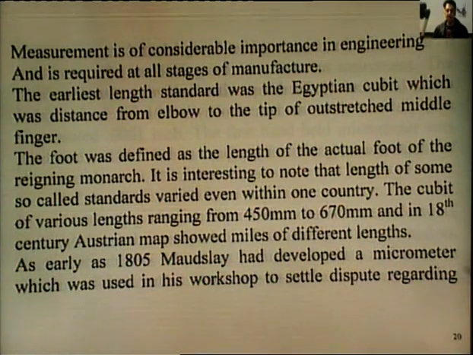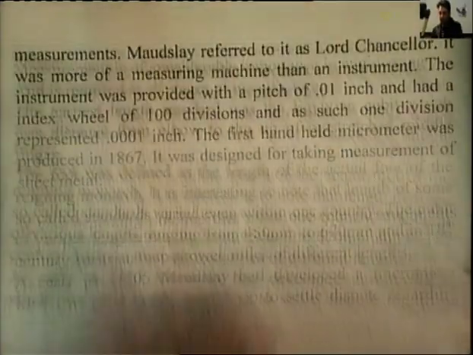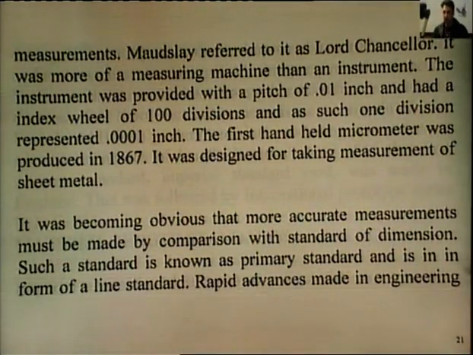As early as 1805, Maudslay had developed a micrometer which was used in his workshop to settle disputes regarding measurements. Maudslay referred to it as Lord Chancellor. It was more of a measuring machine than an instrument. The instrument was provided with a pitch of 0.01 inch and had an index wheel of 100 divisions, and as such one division represented 0.0001 inch.